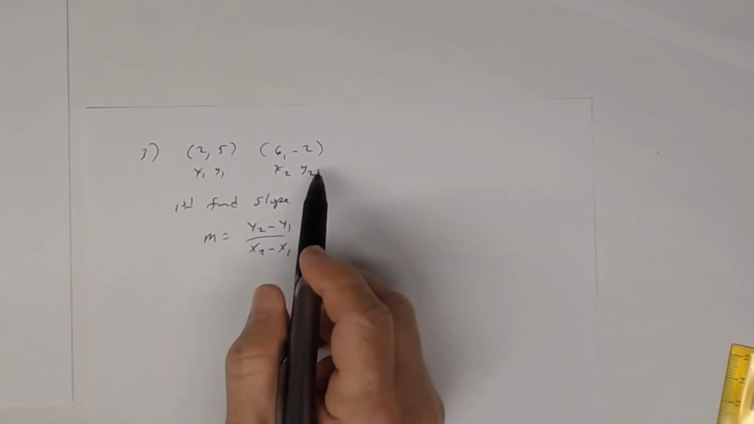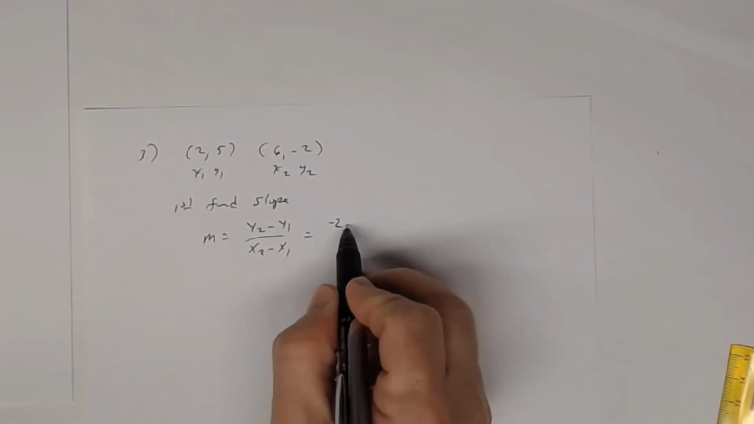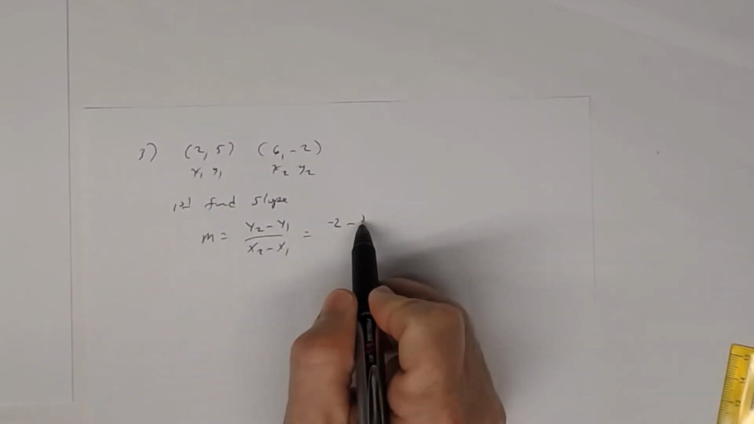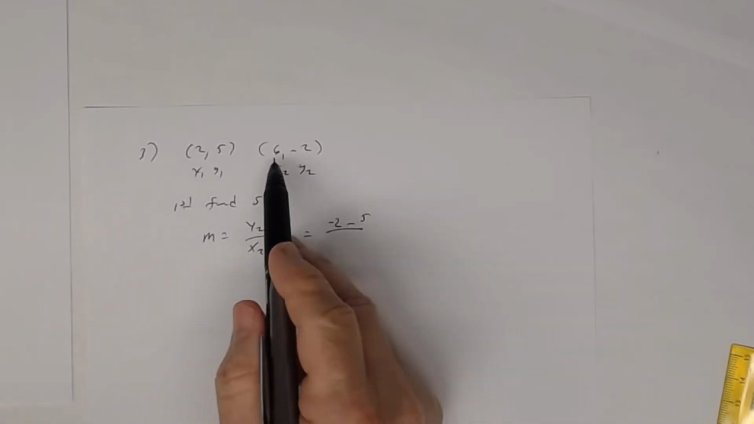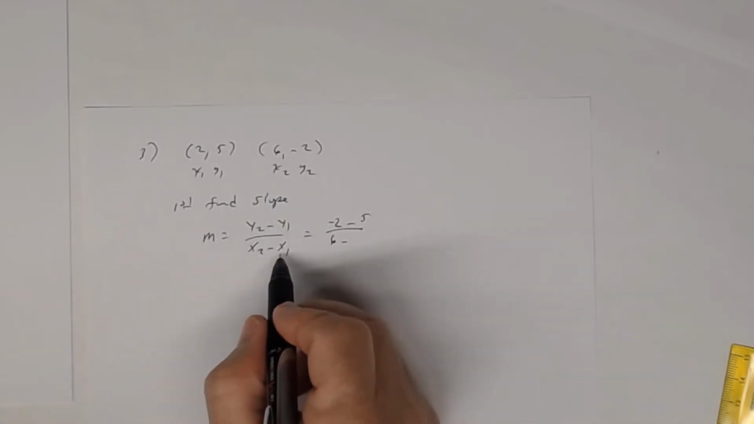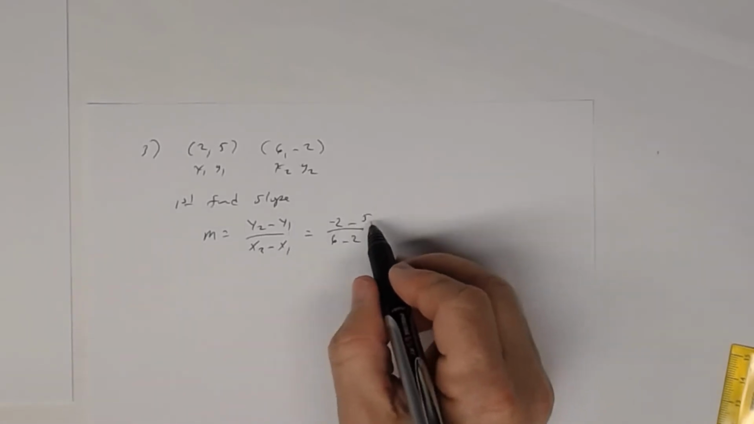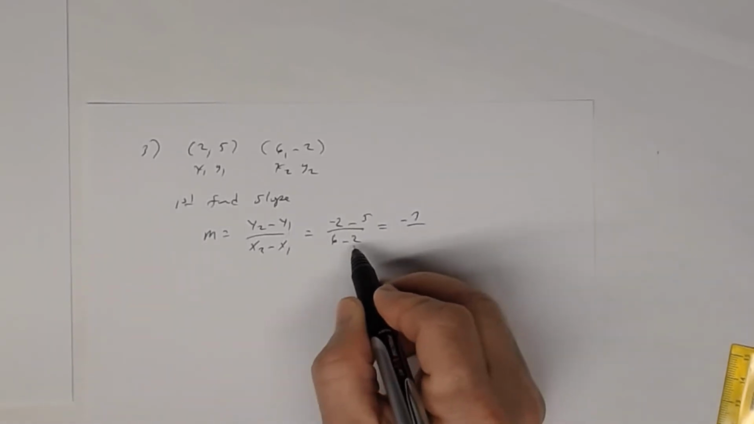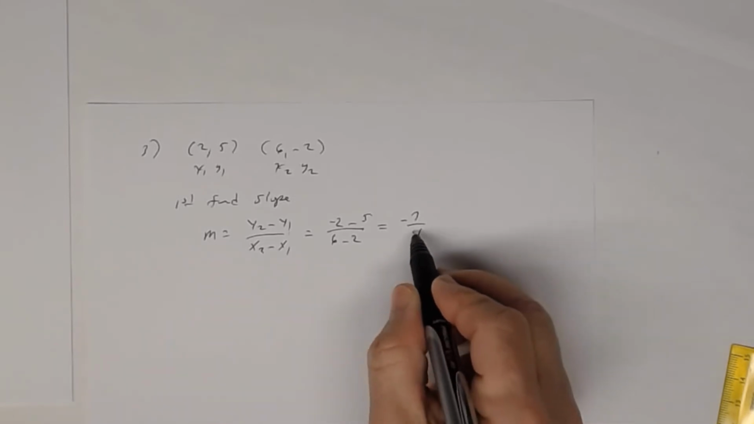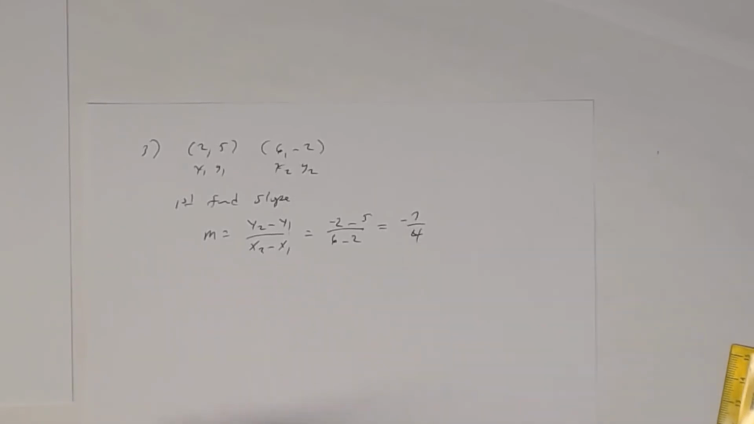So y2 in this case is negative 2, subtract y1, which is 5, divided by x2, which is 6, subtract x1, which is 2. And so negative 2 minus 5 is negative 7. 6 subtract 2 is 4, so there's your slope, negative 7/4.